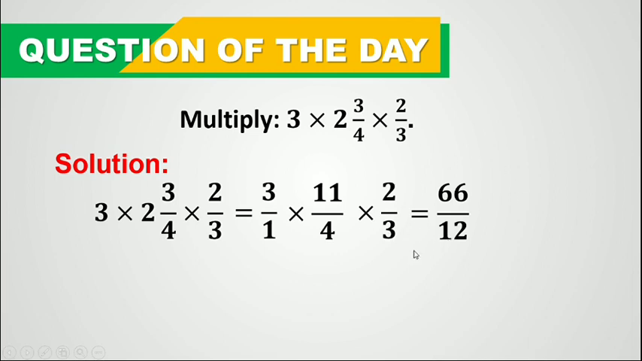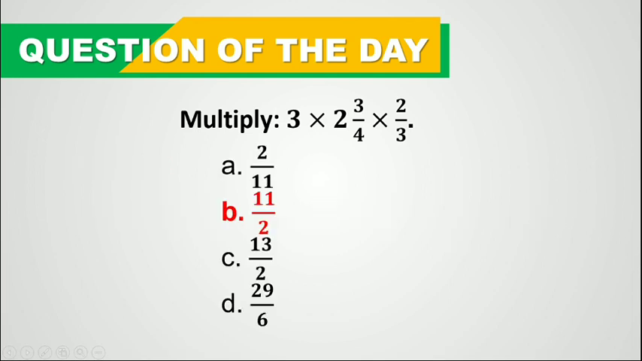And then you have to look at your answer. So 66 over 12. Is there any number that could divide 66 and 12 wherein the answer is a whole number? Yes, there is, and that is 6. So 66 divided by 6, that's 11. And then 12 divided by 6, that's 2. And this is our final answer, 11 over 2. So therefore, the correct answer for our question of the day is letter B, 11 over 2. Alright? It's that easy.